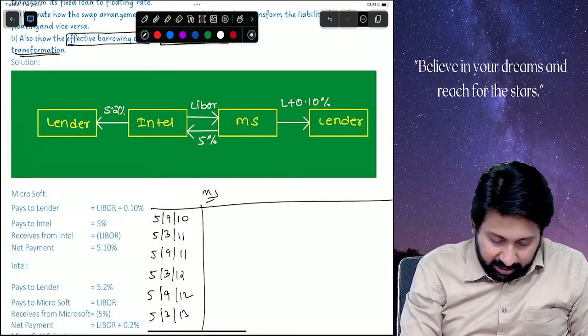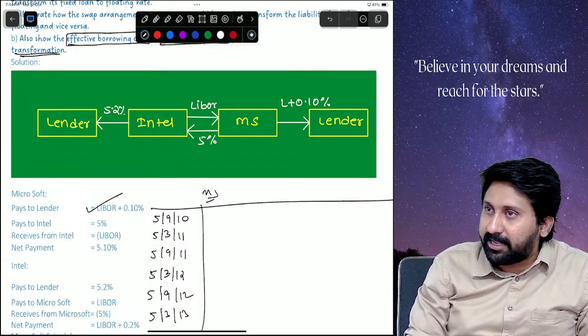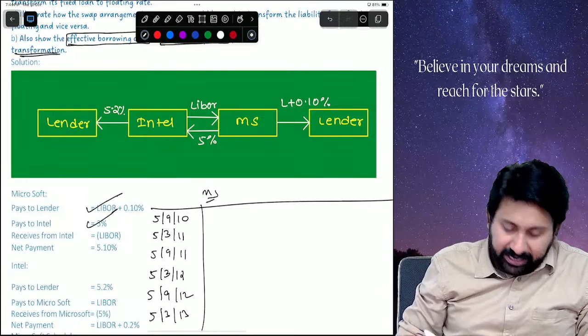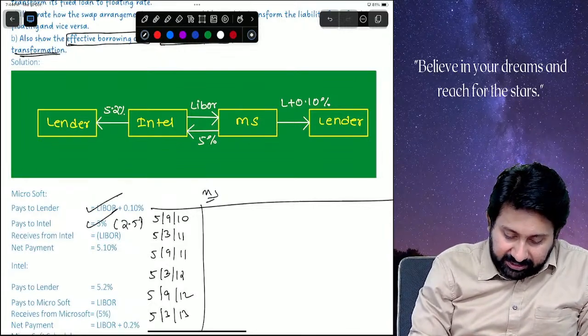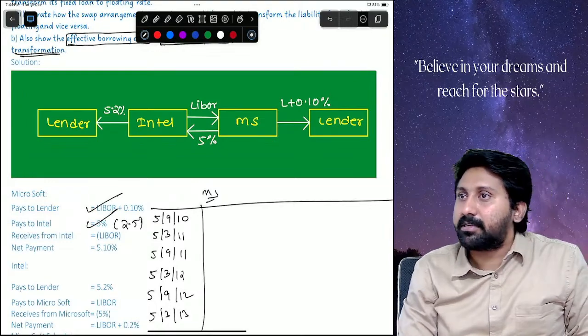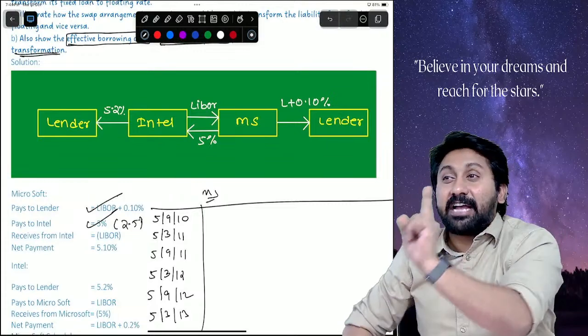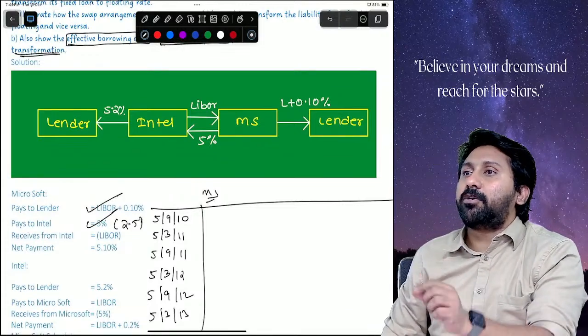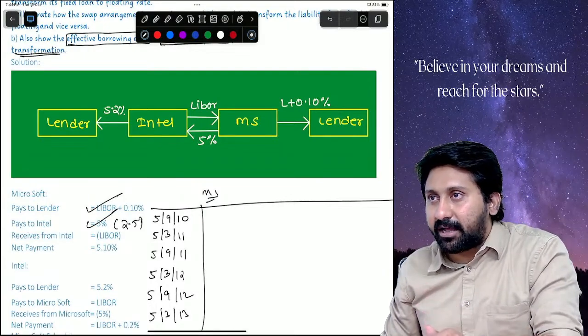3 points I have written. Pay to the lender LIBOR plus 0.1. And next, pay to the Intel 5. You should write it as 2.5. And receives from Intel LIBOR. First, everyone please, one last time tell me, Microsoft wanted to convert what into what? Fixed into floating or floating into fixed?